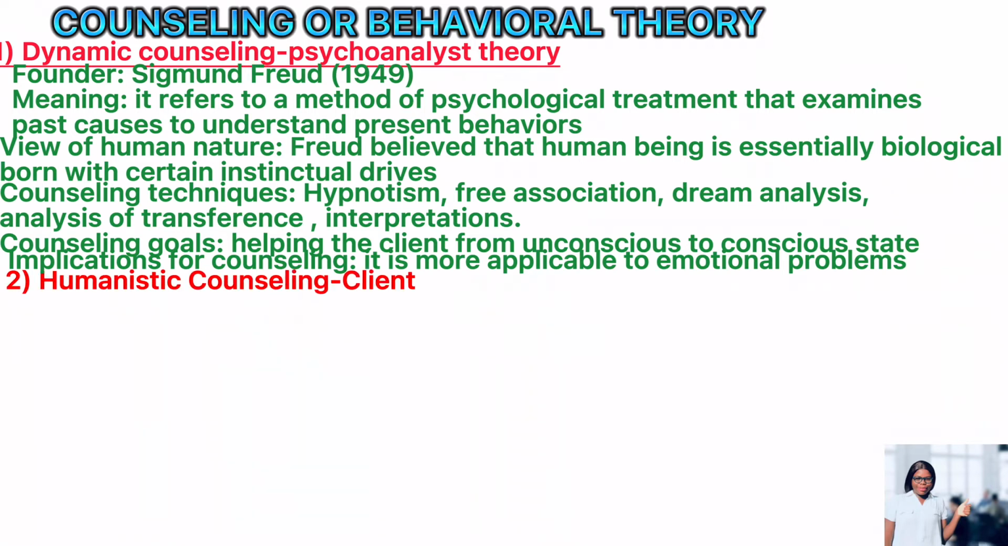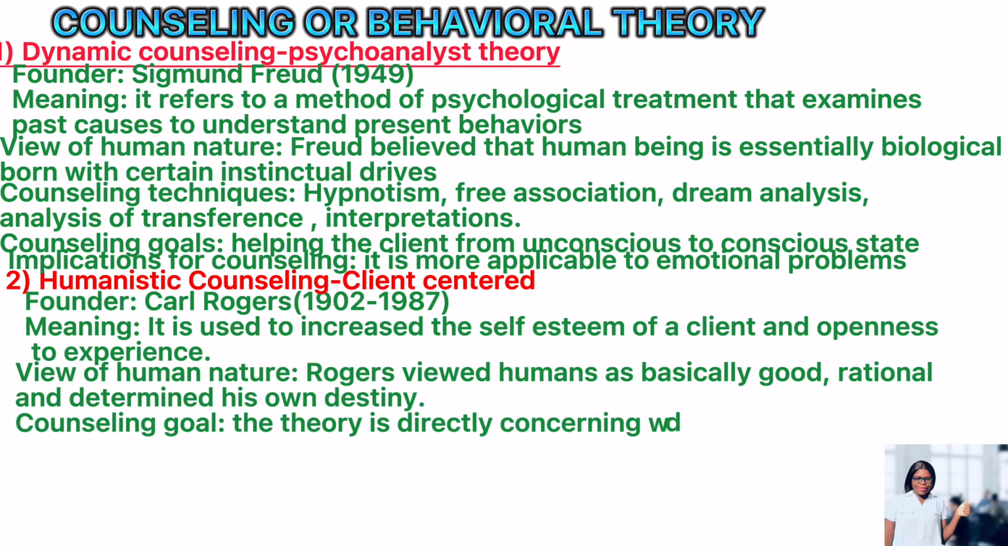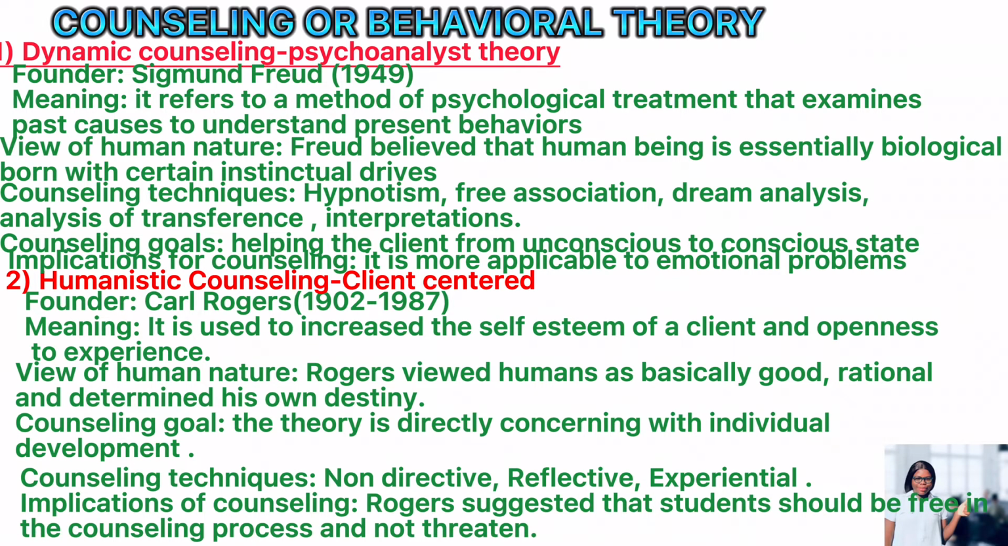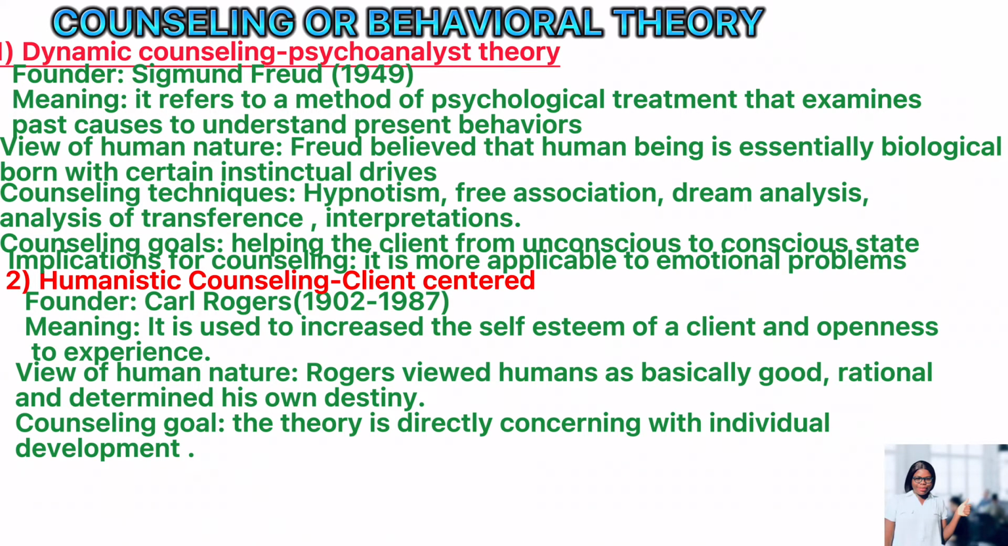But then let's move to humanistic counseling theory, which is also known as client-centered. The founder is Carl Rogers, from 1902 to 1987. And what is the meaning of this theory? Sometimes the theory is called person-centered, or client-centered. It's an approach to counseling and psychotherapy that places more responsibility for the treatment on clients. It has two primary goals, which are increased self-esteem and greater openness to experience.